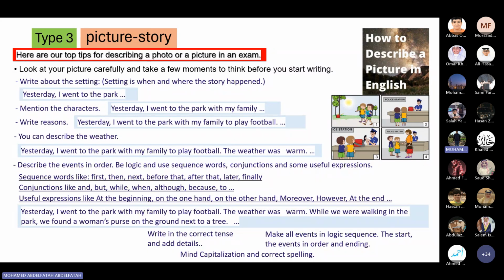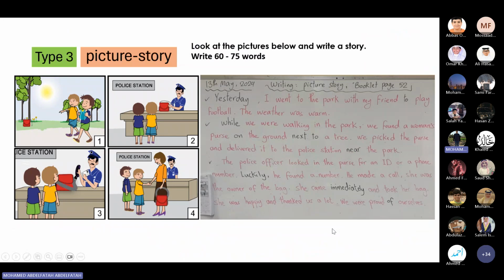Okay, so after we learned how to describe a picture, let's have a model for this one. Look here, students, we have got 4 pictures. Look at them and write a model for this. Actually, we had this one on the 13th of May 2024. Okay, this is in our class. I am going to read this, then I will ask one of you to help us read the next one.